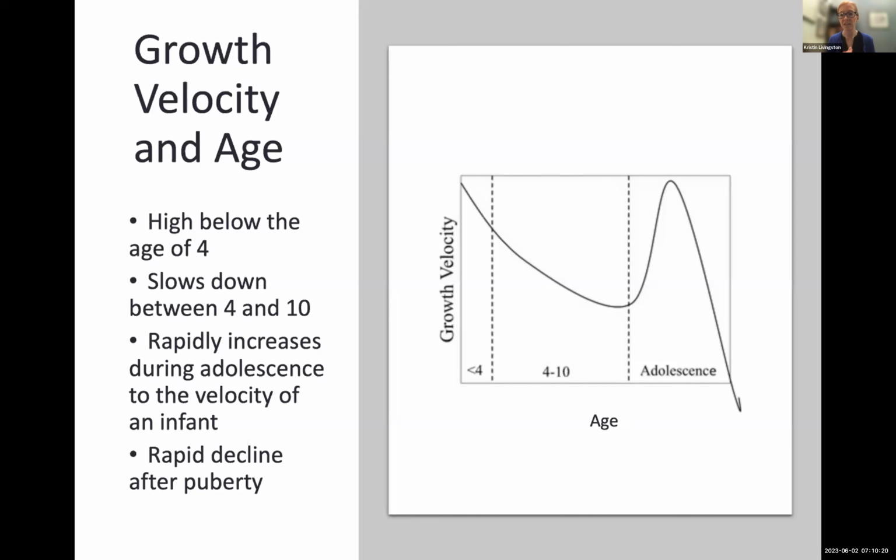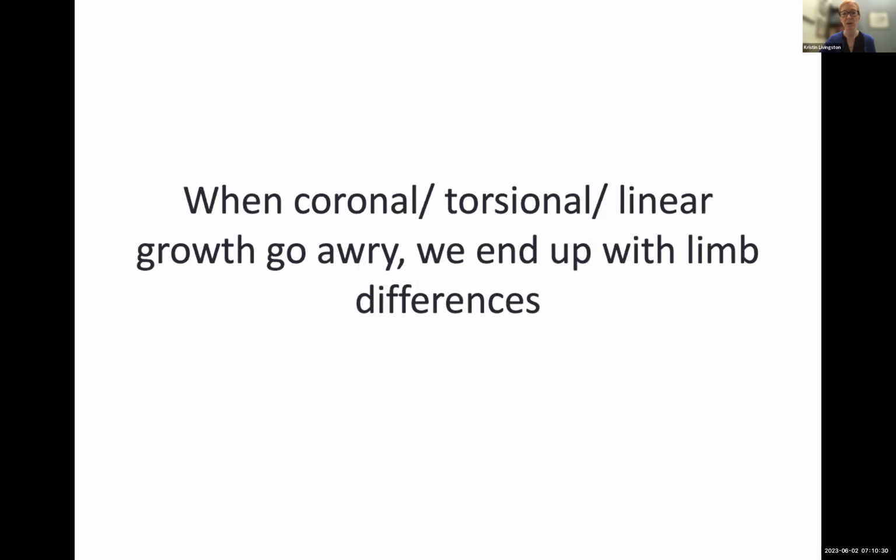And then the velocity of these changes: the highest velocities are occurring at the infantile period, and then it slows down significantly between age 4 and 10. But then when they hit that adolescent growth peak, it will rapidly increase again to the velocity of an infant, and then rapidly decline after puberty. So that's all the normal part of development.